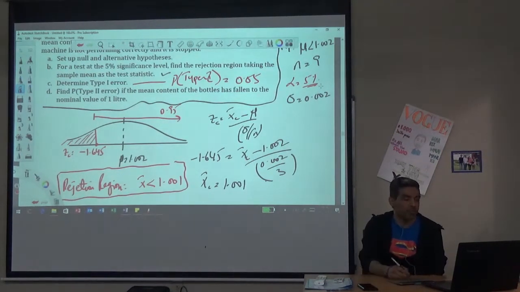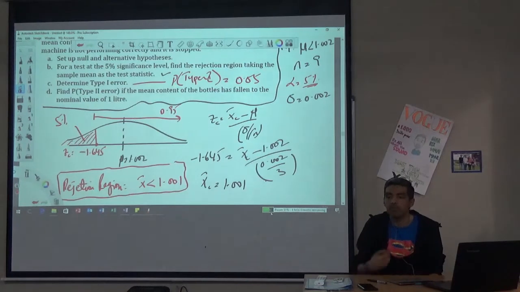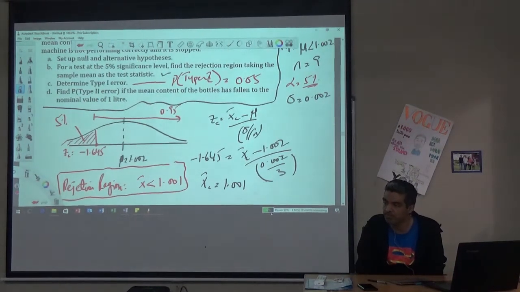What is the probability of the rejection region? Alpha is 5%, it means the probability is 0.05. That's the probability of type 1 error. For type 1, you don't need any calculation. The type 1 error is directly the significance level. Right? Is everyone okay till here? Any questions? Everyone's okay with type 1?